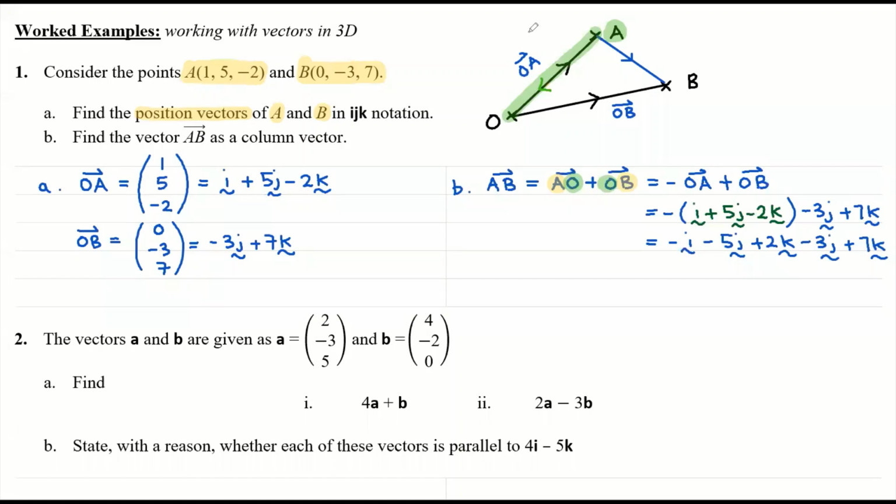So we'll do the i's first. So I've got negative i here, and there's no other i's on the screen. So this is going to equal negative i. For the j's, we have negative 5 lots of j here, subtract 3 lots of j there, so that's negative 8j. And for the k's, I've got 2 plus 7, which is, of course, 9. So that's plus 2k plus 7k, which is plus 9k.